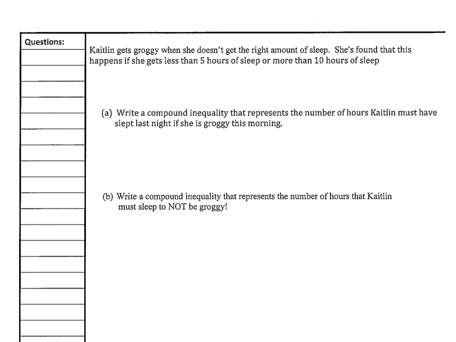So it happens when she gets less than 5 hours of sleep or more than 10. All right, now notice that this does not say the word at least or at most, so I don't have to think about flipping those symbols. All right, so only if you see those words: at least or at most, no more than, no less than. Okay, so write a compound inequality that represents the number of hours Caitlin must have slept last night if she's groggy this morning. All right, so one situation that could happen is that she slept less than 5 hours.